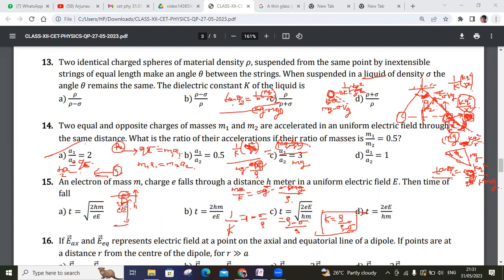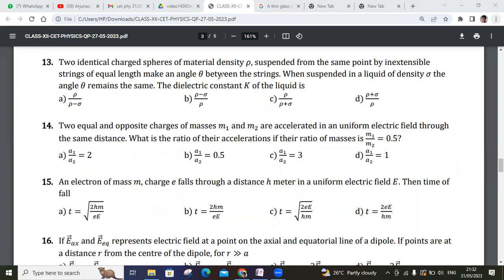Now this is a uniform force, meaning constant force, so it is uniform acceleration motion. We can use s equal to ut plus half at square. S is h, the distance traveled, and u is 0 because it is falling, so the initial velocity is 0. Then we get h equals half of acceleration, which is force by mass, into t square. From here we get t as root of 2hm by eE, correct? Then if you want to go further, next is the 16th one.